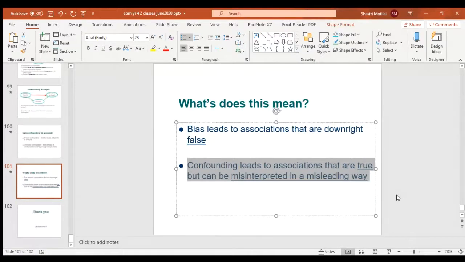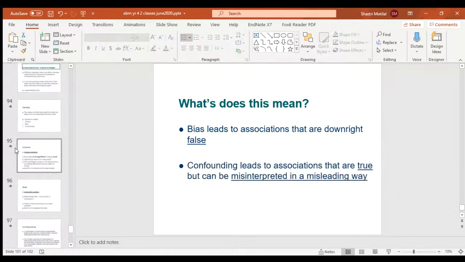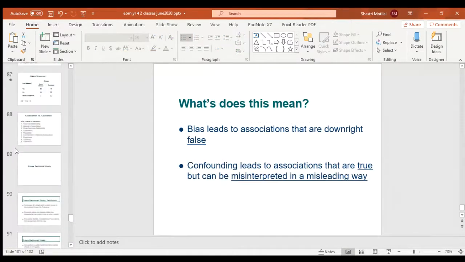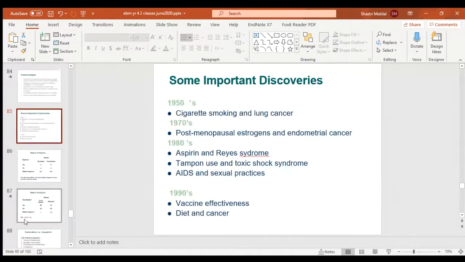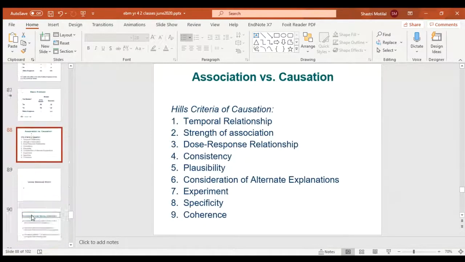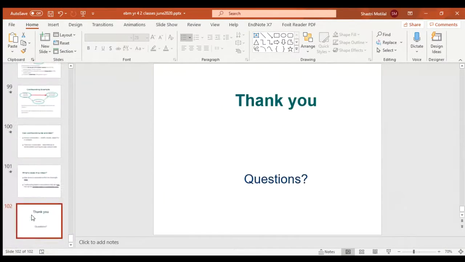Odds ratios, hazard ratios, and relative risk can only measure association. By themselves, even if they're statistically significant, they do not prove causation. Remember, for causation, apart from the association, you also have to look at the Hill's criteria, right? Which is this. And that in itself concludes the marathon of EBM.